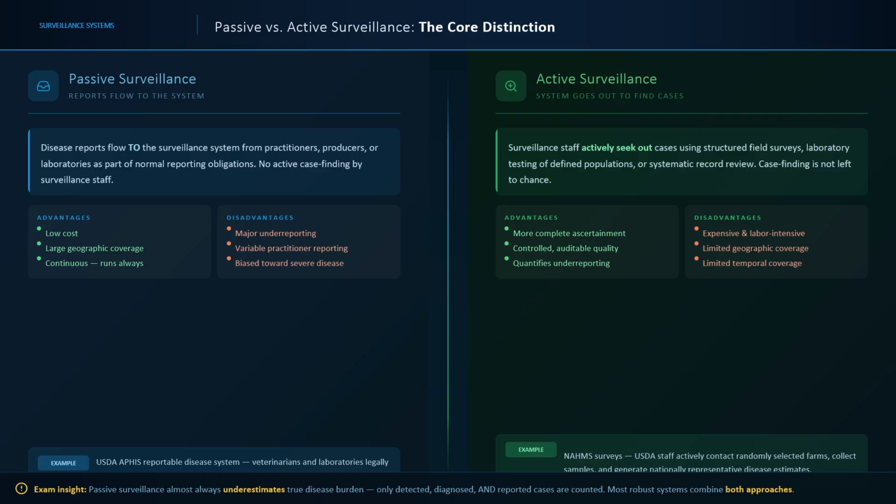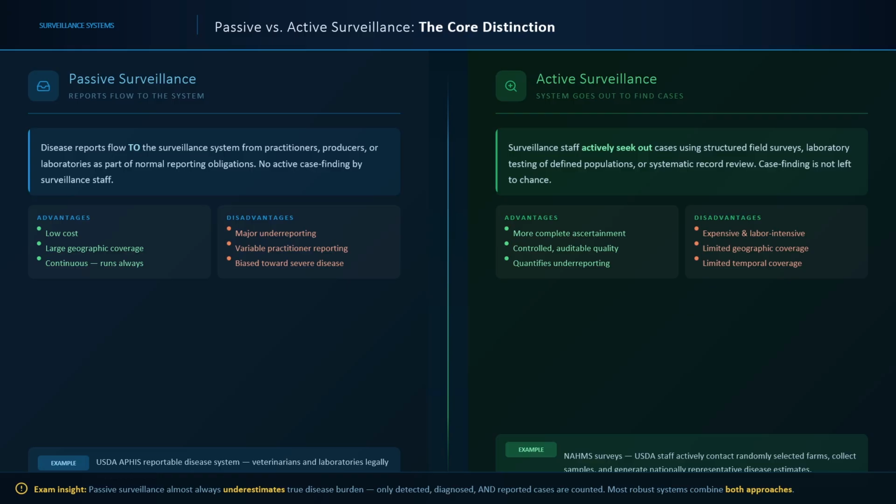The system goes out to find cases through scheduled herd visits, population surveys, targeted testing programs, and slaughter inspections. The USDA NAMS surveys, where staff actively contact randomly selected farms, collect samples, and generate nationally representative disease estimates, are the examples shown here. Active surveillance is more resource intensive and more expensive, but it gives you a far more complete and accurate picture of disease burden.